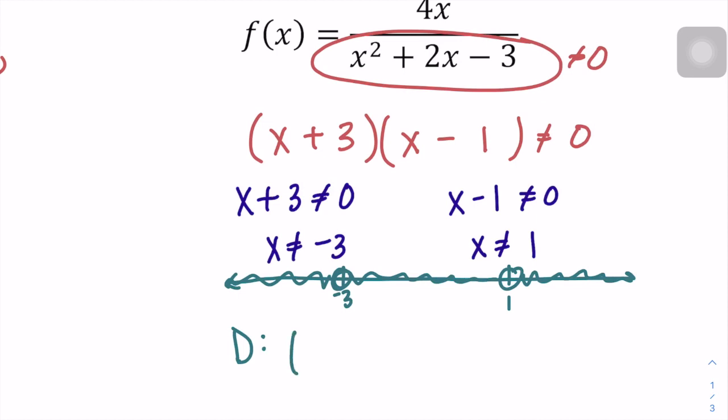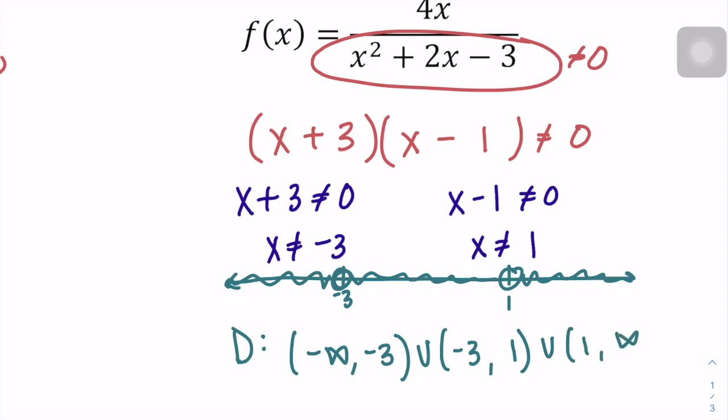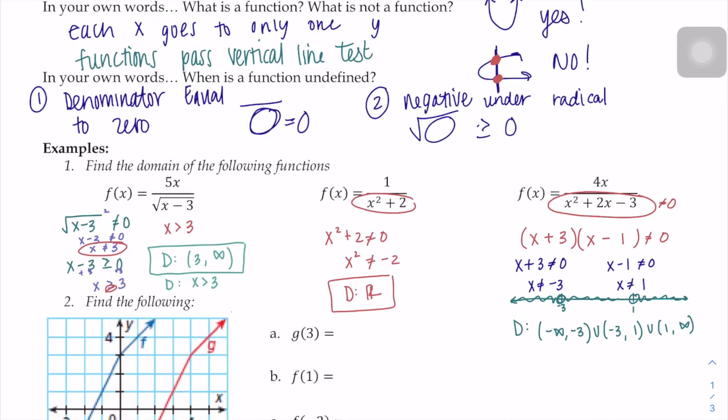So we're going to go here on our domain from negative infinity to negative 3. Negative 3 is not included, so use those parentheses. Union, negative 3 to 1. Union means and, 1 to infinity. Okay, so that is our domain for that third example.